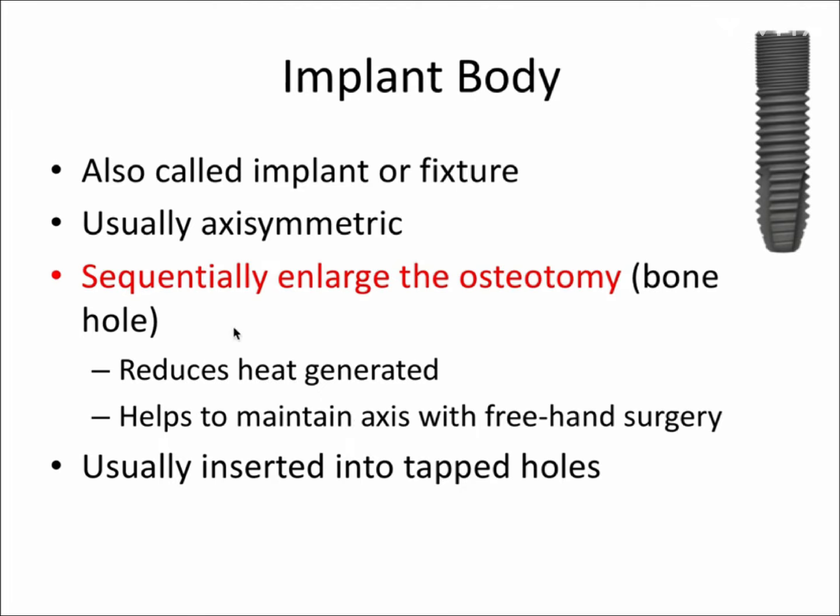So the reason why we sequentially enlarge the osteotomy is to, number one, reduce the amount of heat generated. And this helps to keep the bone cells alive, which we desperately want. And having a sharp drill and also using copious irrigation helps with reducing heat generated as well.